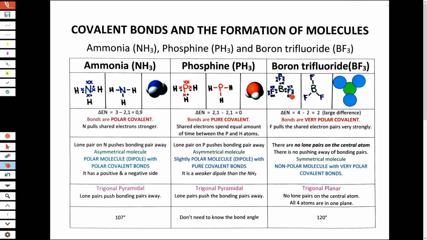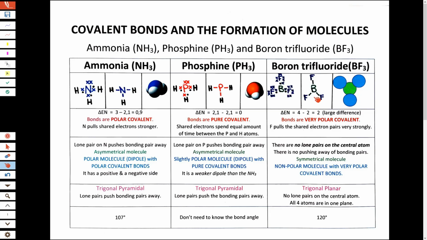Fluorine has 7 valence electrons, so one of them will be unpaired. So there's the 7 crosses around fluorine, 7 crosses around fluorine, and 7 crosses around fluorine. What I need you to notice with this molecule, there are no lone pairs on the central atom. That is very important. Checking for lone pairs is very important.